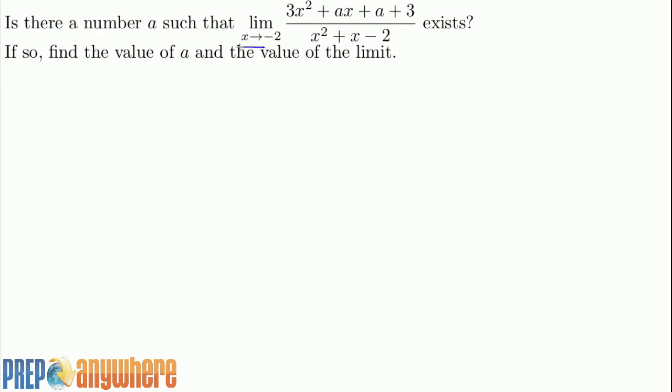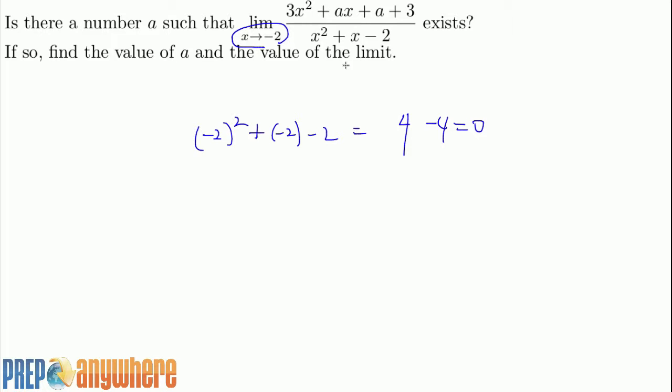Okay, let's first plug in x is equal to -2 at the bottom. The top, we cannot find out what that is exactly because it's got an a in it. The bottom, we get -2 squared plus -2 minus 2. That's a 4 minus 4, so that gives you exactly the value of 0.